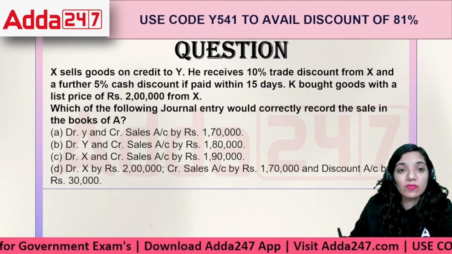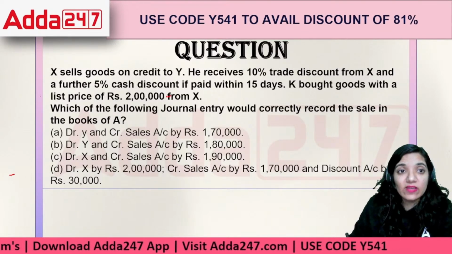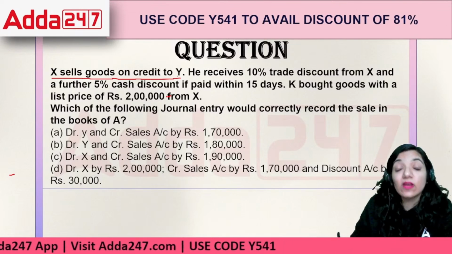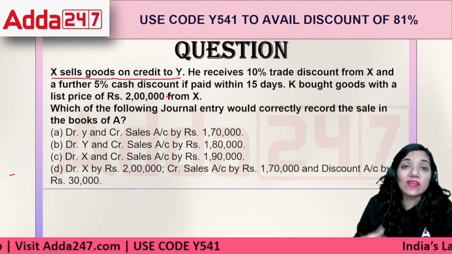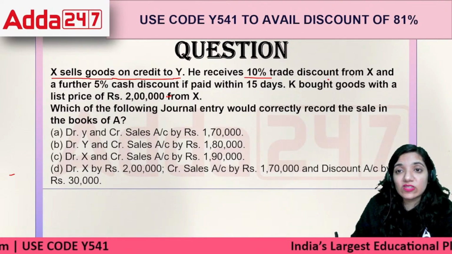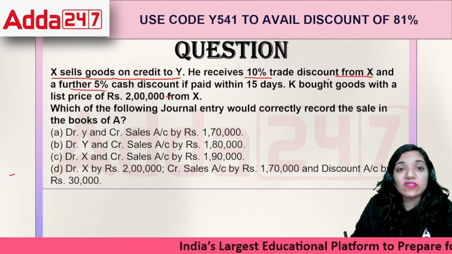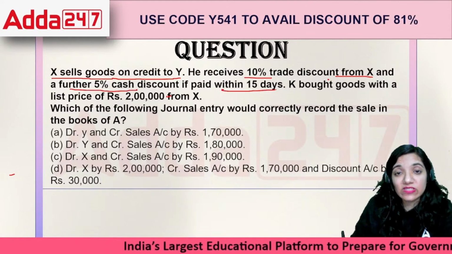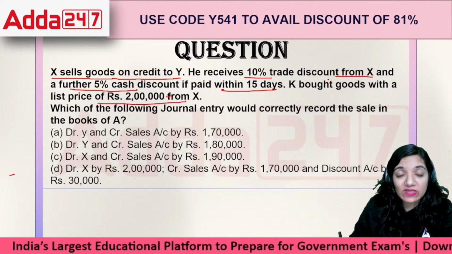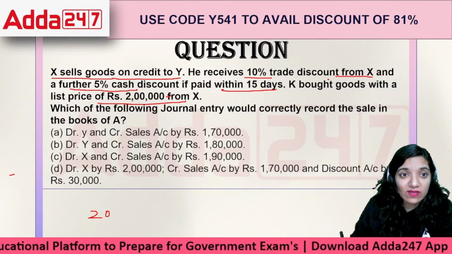Next question, everyone. It says X sells goods on credit to Y. So the goods are sold by X to Y on credit. That means they're not selling it with cash. There's no money payment there. He receives 10% trade discount from X, and further 5% cash discount if paid within 15 days. Y bought the goods with the list price of rupees 2 lakh from X. So basically what's happening is, it's not K, it's actually Y there.